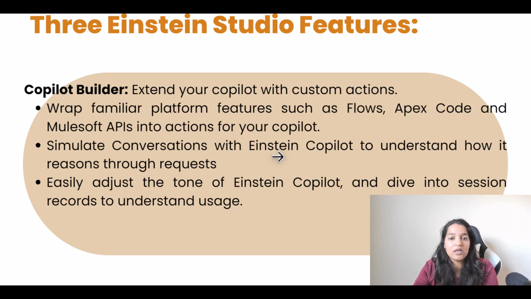What is Copilot Builder? Basically, if you have to create an AI-powered natural language understanding assistant, that is called Einstein Copilot. Now you can extend the capabilities of your Copilot with the help of custom actions. Remember, you can create custom actions of three types. One is Apex, the second one is Flow, and the third one is your prompt template. Another important point here is to wrap your familiar platform features such as flows, Apex code, and MuleSoft APIs into actions for your Copilot. So MuleSoft APIs are another option that you can use for your custom actions in Copilot.